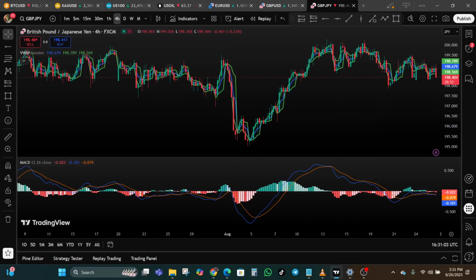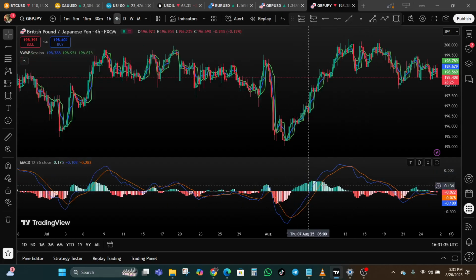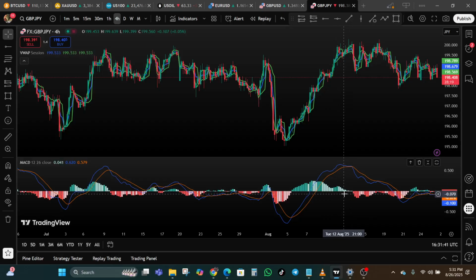Now let us talk about the MACD, which stands for Moving Average Convergence Divergence. The MACD measures momentum by comparing two moving averages. When the MACD line, which is the blue line here, crosses above the signal line, which is the red line here, that suggests bullish momentum. When the MACD line crosses below the signal line, it shows bearish momentum. Now the histogram, which shows the distance between these two lines, gives us even more insight into the strength of the trend.